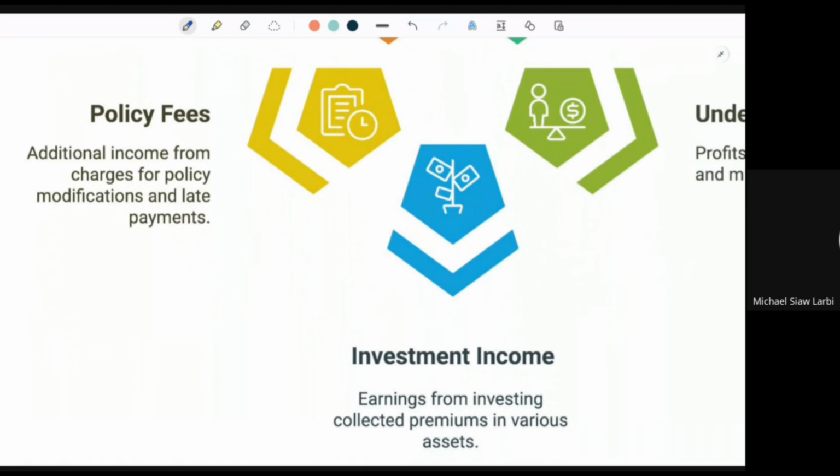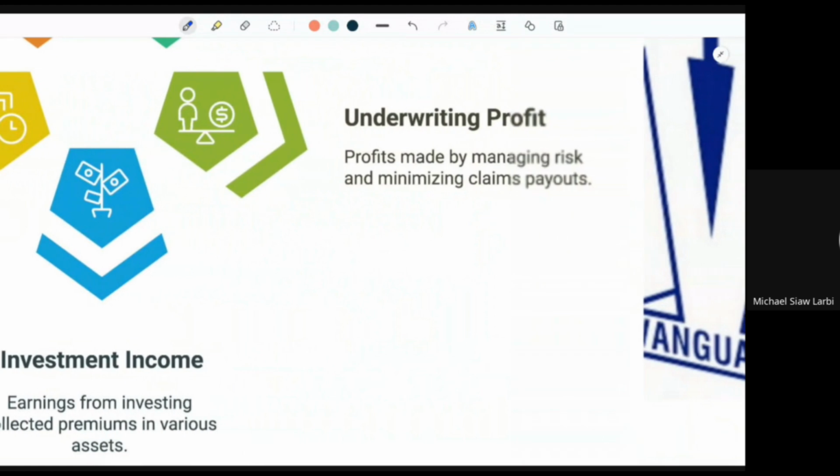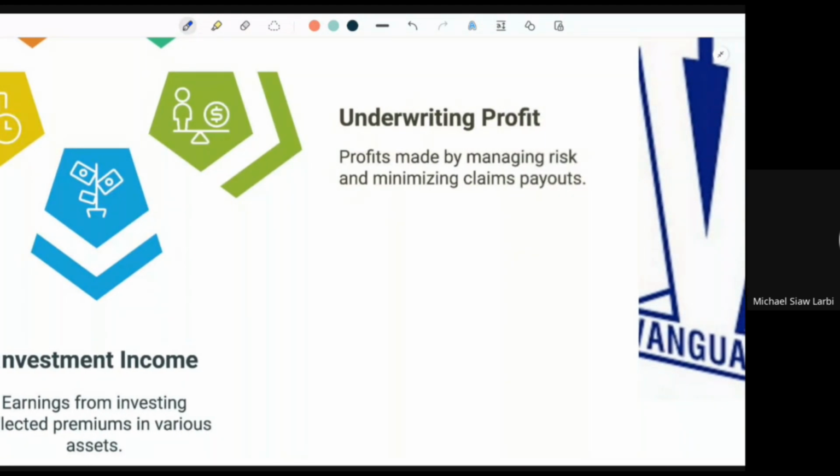And then investment income. Obviously, when you give your premiums to them, they would invest it. They can't loan it to somebody like the bank will do, but they'll invest and make more money just in case you come and make a claim and they'll have more money to pay you. So the insurance companies make money from investment income and then underwriting profit, right? They basically manage risk and minimize claim payouts.